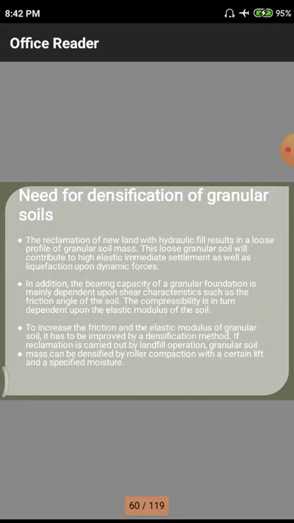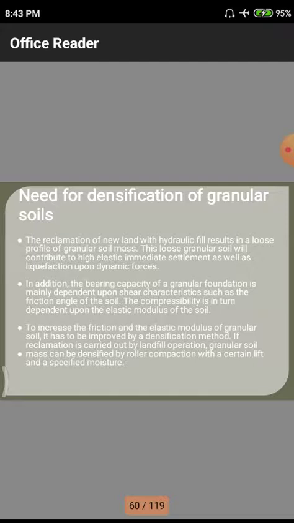Next, in addition to bearing capacity, the granular foundation depends mainly upon the shear characteristics, such as the friction angle of the soil. That means frictional properties. If the frictional properties are very high, there will automatically be a huge amount of bonding between the foundation and the layer of soil below. If the friction is very low, sliding forces will occur between the foundation and the soil particles. Automatically there may be a chance of shear forces and frictional failures occurring on the surfaces.